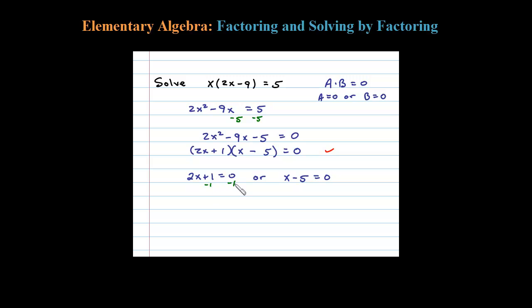So we have, first we'll subtract 1. That gives us 2x equals negative 1. Alright, and then dividing by 2, our first solution here is x equals negative 1/2. For the second solution, we simply need to add 5. And that tells us x then equals 5. So our two solutions in set notation are negative 1/2 and 5. Okay, you could certainly check those, plug them in to see if they work.